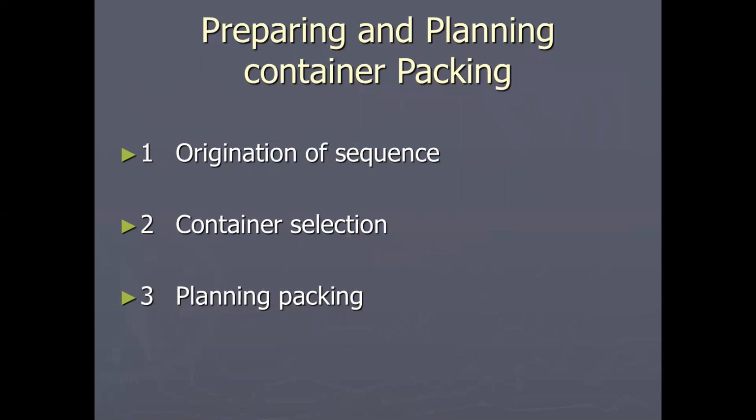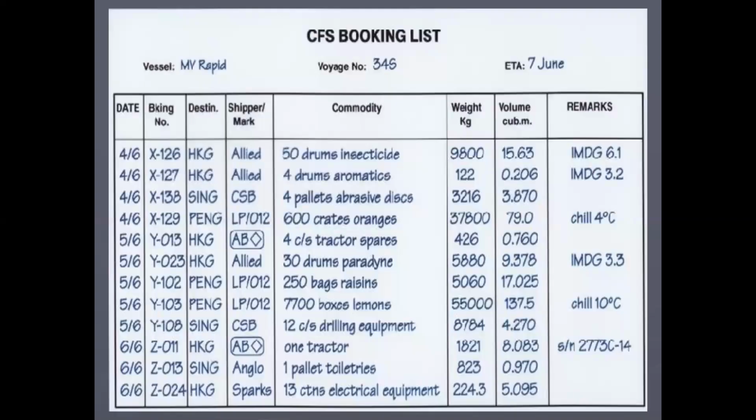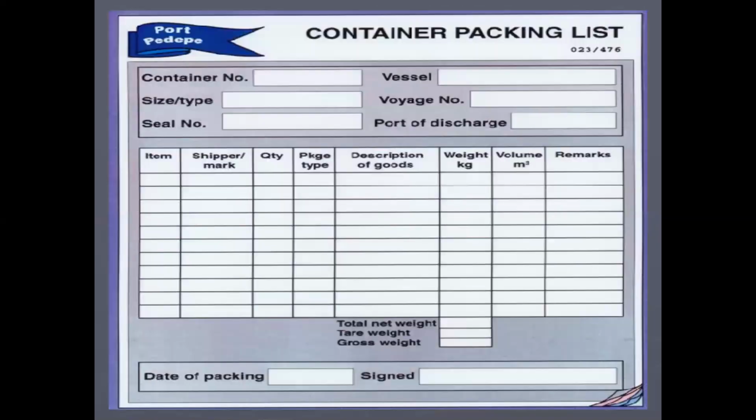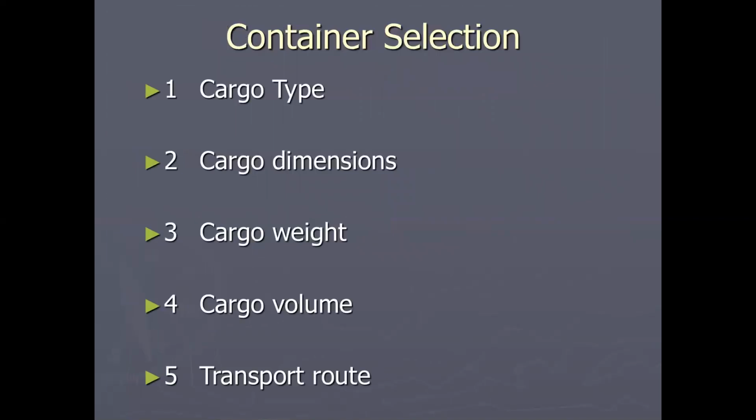For proper container packing, we should carefully prepare and plan for it. This process consists of origination of sequence. Here is the document flow for correct packing. Next is container selection. To choose a suitable container, we need to consider cargo type.